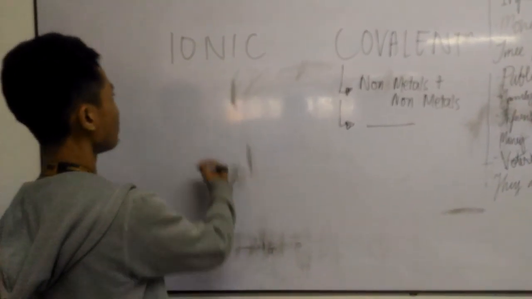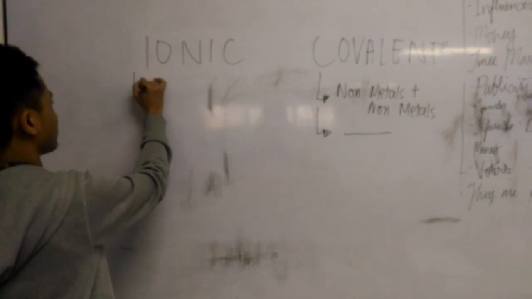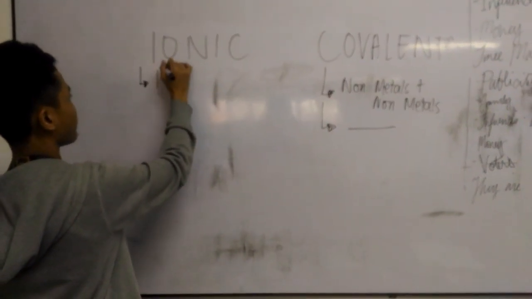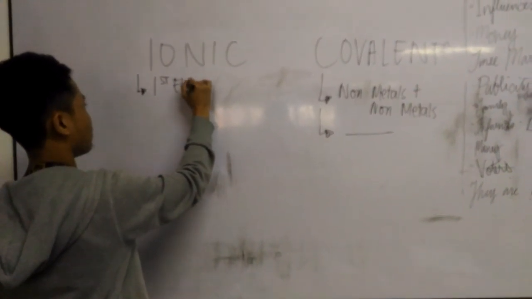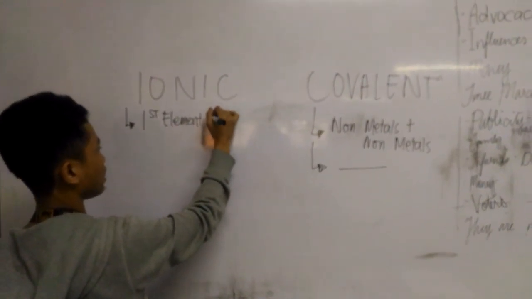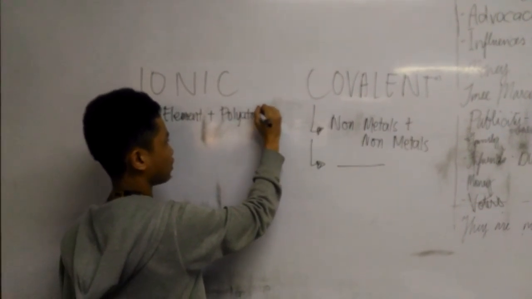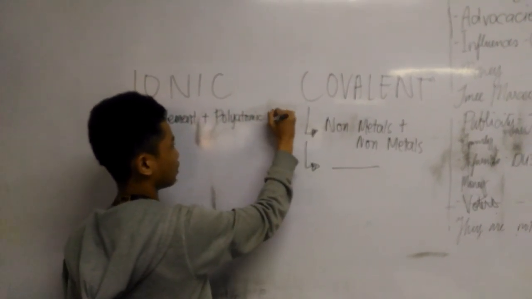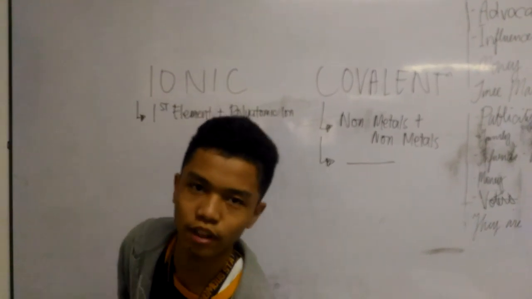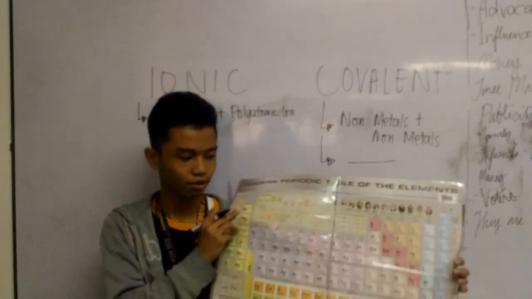So in naming ionic compounds with polyatomic ions present, we're going to take the name of the first element plus the name of the polyatomic ion. With the use of the magical periodic table.